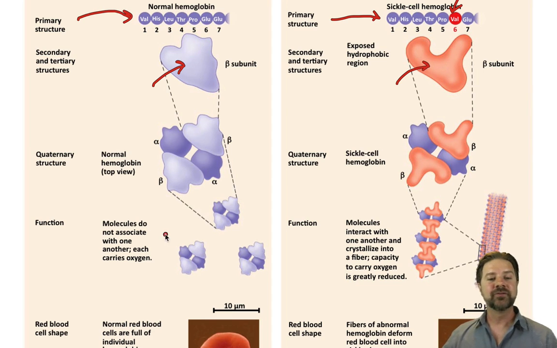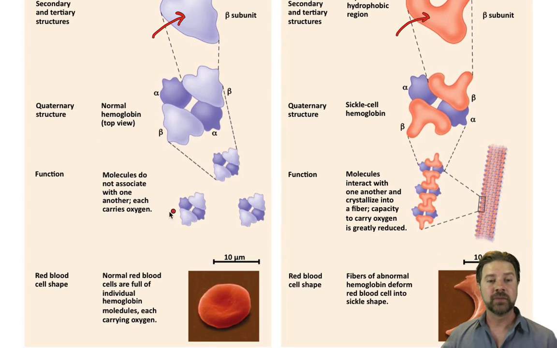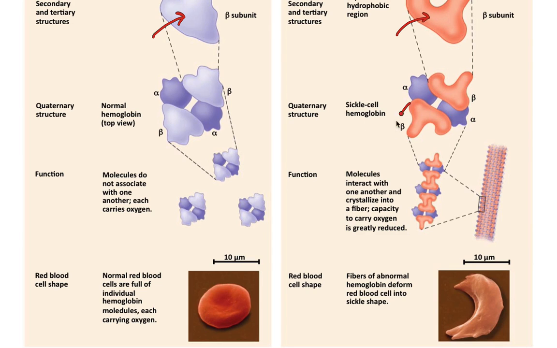And then when we get to functionality of these 2 molecules, these molecules here do not associate with one another. Each carries oxygen. But then if you look at this one here in the sickle cell, molecules interact with one another and crystallize into a fiber. Capacity to carry oxygen is greatly reduced. So for some reason, by folding these the wrong way, they're now going to fit together in this strange fiber-like form, and they're not able to carry oxygen real well.